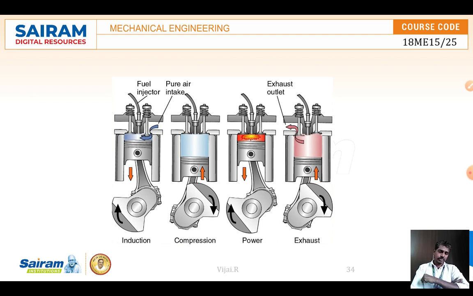There compression takes place. Both the valves are closed, and at the end of the compression, ignition takes place by injecting the fuel. Atomized particles of fuel are injected, suddenly burn and get ignited because of the hot compressed air already there. The fuel ignites and pushes the piston downward. So a power stroke is created.